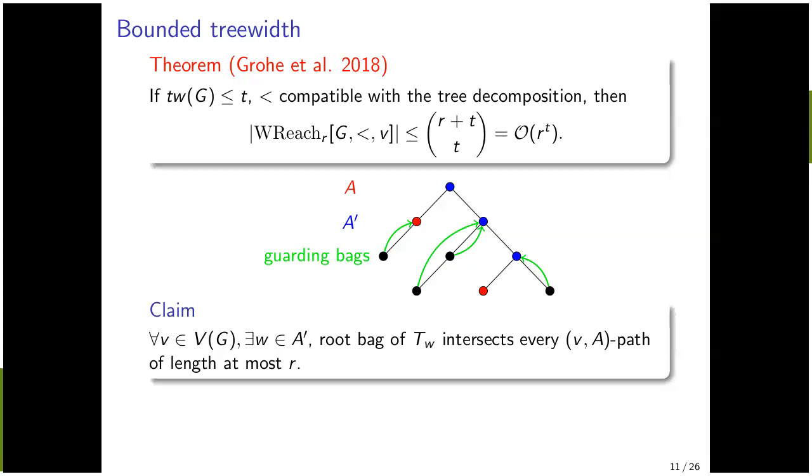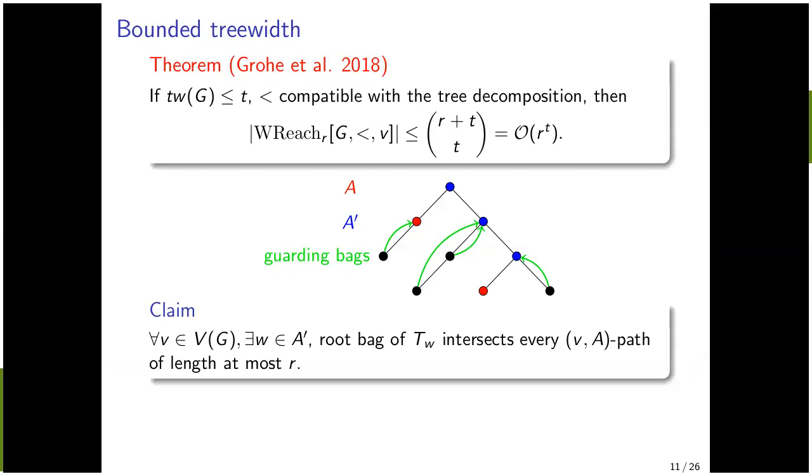And it works because now if I take a path between V and A, I take the minimum of this path, and this minimum is weakly reachable from A. I mean, the vertex in G is weakly reachable from A. And so if I choose W such that W gets every path between V and vertices weakly reachable from A, which is exactly what I'm doing by this process, I will intersect every VA path of length at most R.